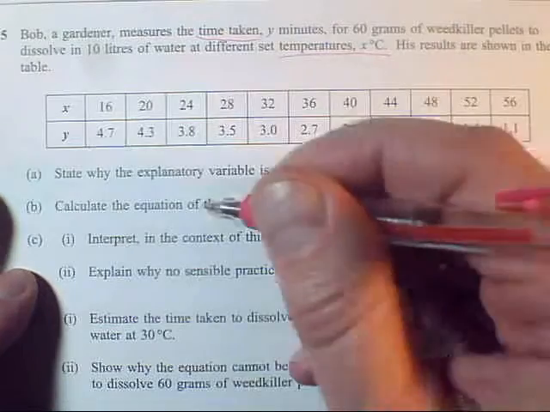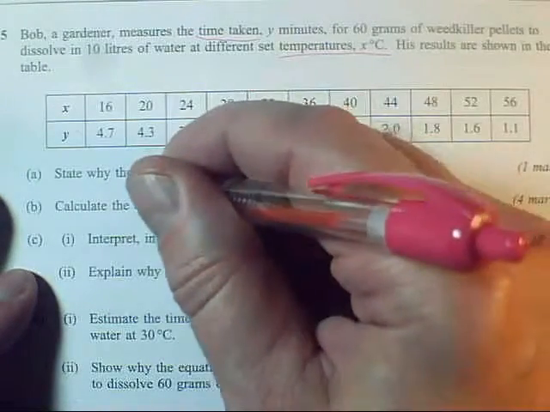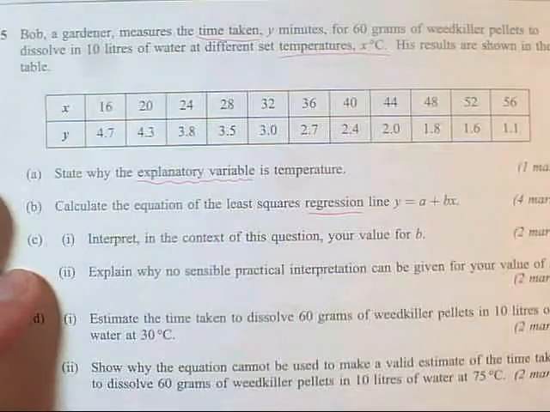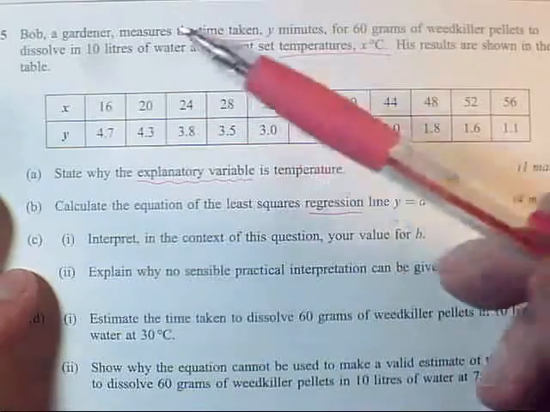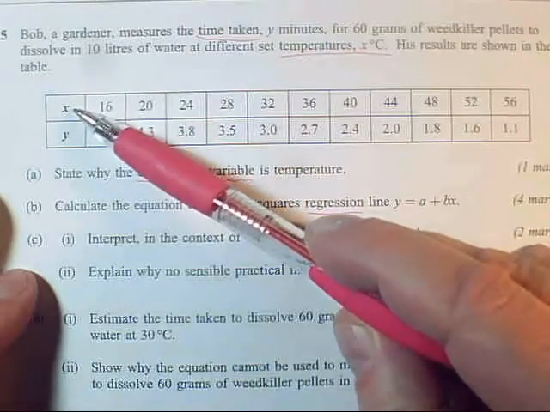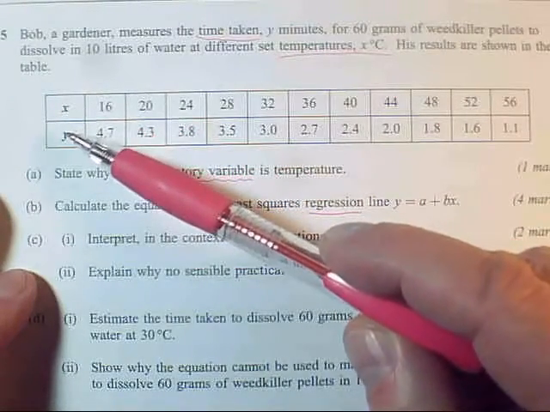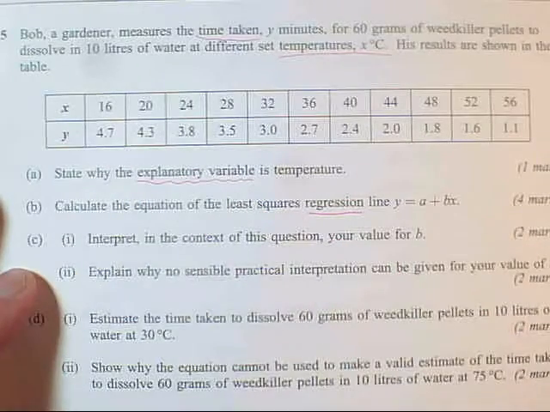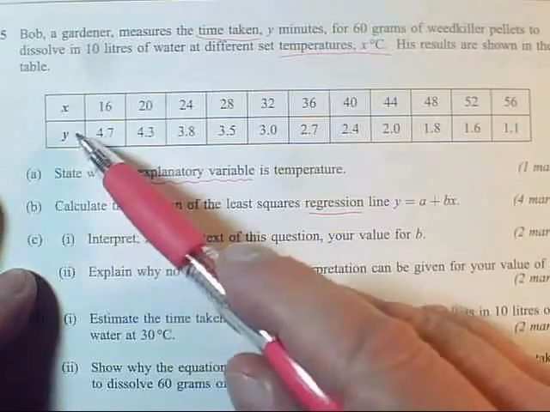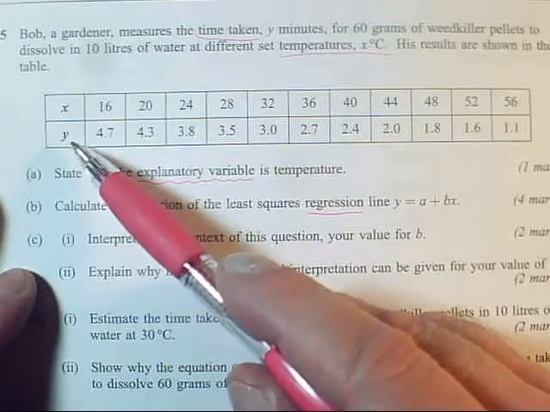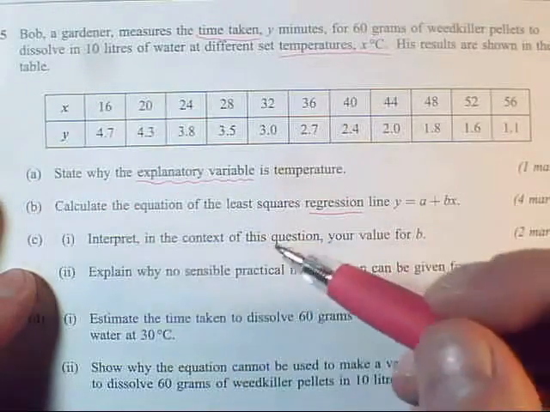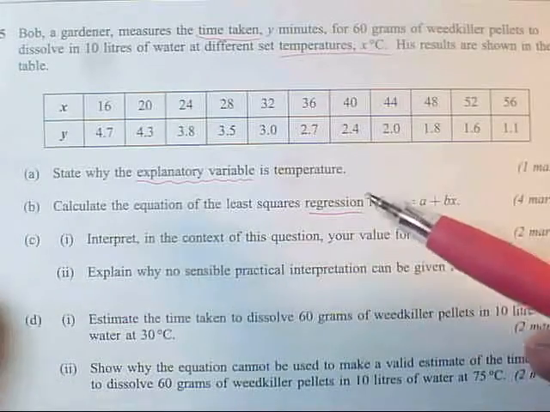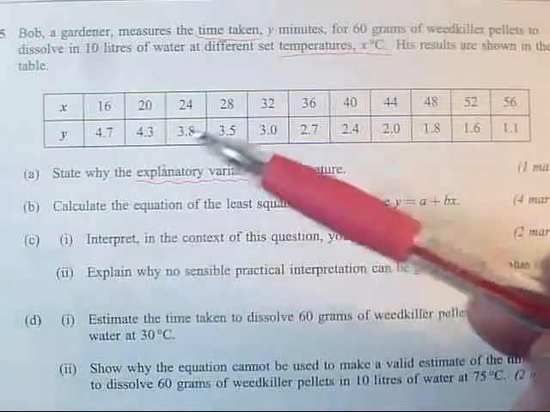So in part A, we've got to state why the explanatory variable is temperature. They've kind of told us which one it is, and they've made it x. So the explanatory variable is the one we put on the x-axis, and the other variable, the response variable, is the one that goes on the y value axis. Sometimes this is called independent, sometimes this is called dependent. Okay, so we need to explain why they are this way around.